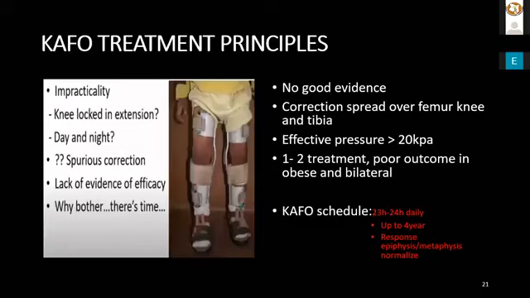The schedule for it is 23 hours in a day for quite some time. You do it for at least 4 years, until you expect the deformity to have resolved.